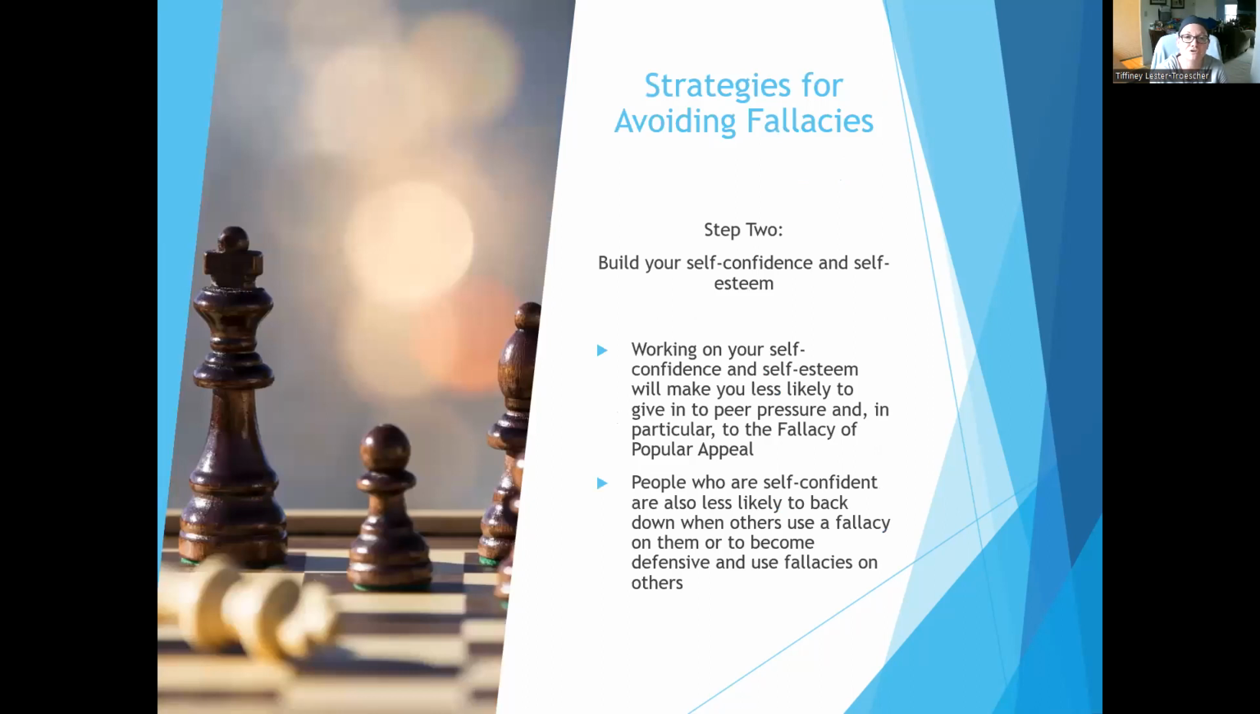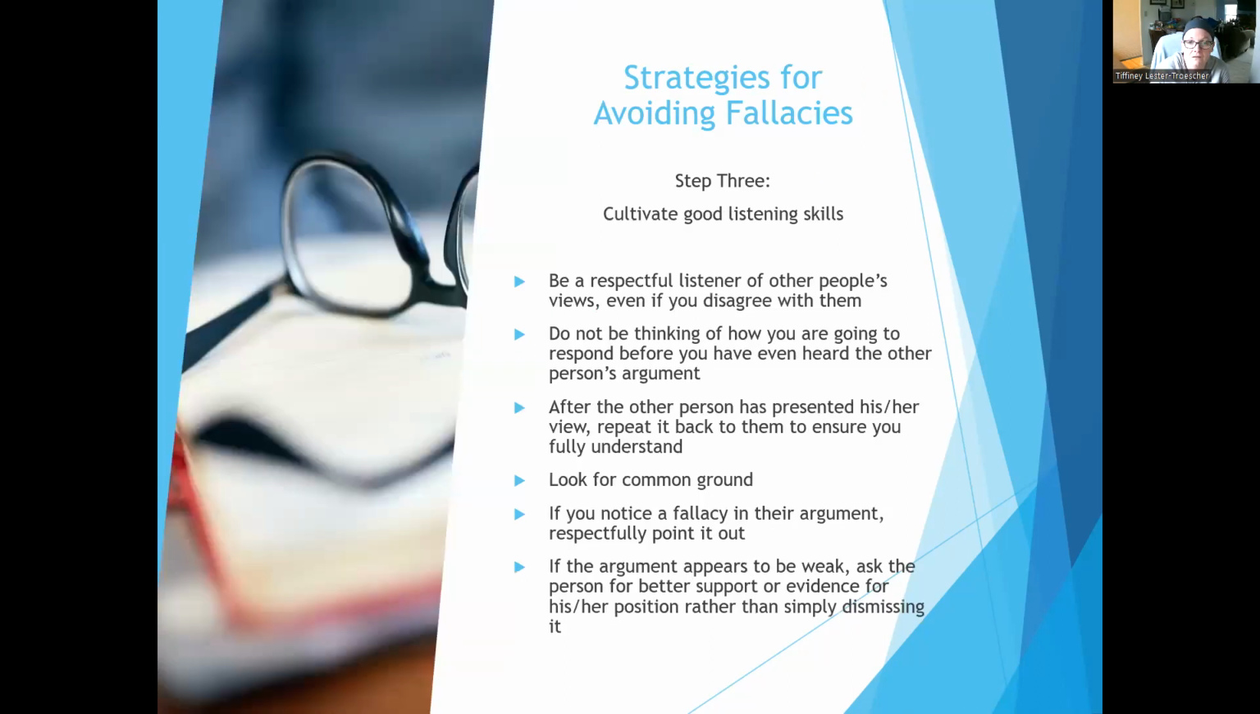Step two, build your self-confidence and your self-esteem. It'll make you less likely to give in to peer pressure, especially that popular appeal, that bandwagon appeal. People who are confident are less likely to back down when others use a fallacy on them, or to become defensive and start using fallacies themselves, right? So build your self-confidence and your self-esteem. Doing good research and having a sound knowledge base for whatever topic you're discussing helps with self-confidence as well, right?